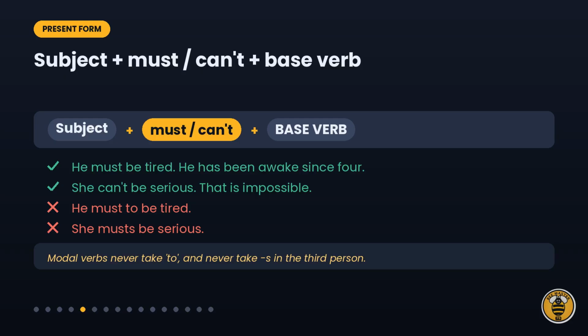The present form is simple. Subject plus must or can't plus the base verb. No to and no s in the third person. He must be tired. She can't be serious. Never say he must to be, and never say he musts be. Modal verbs do not change their form.